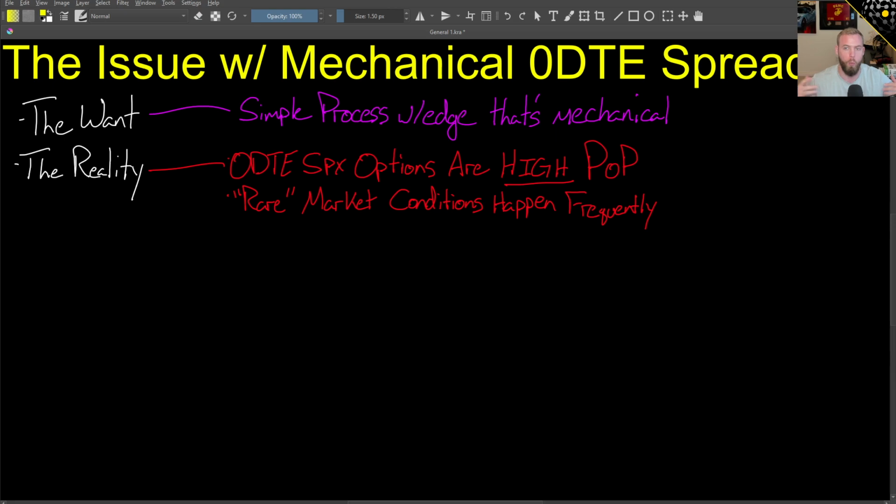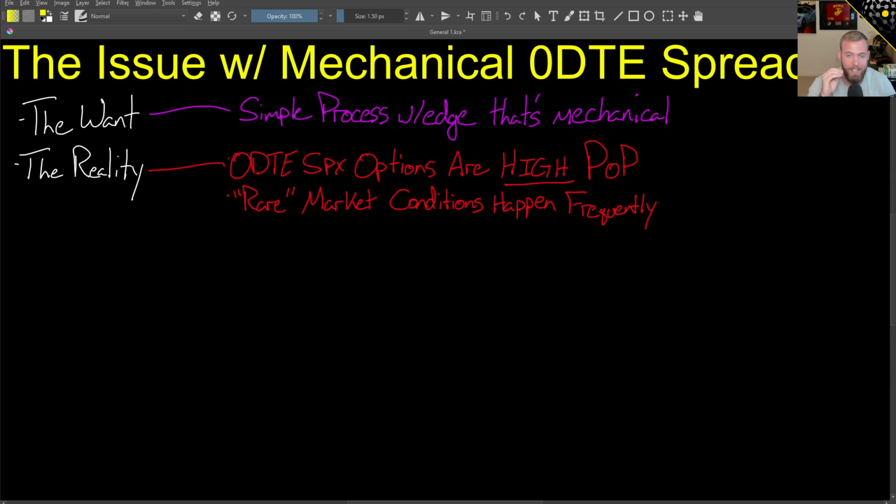The first thing, what's the want? Why do people want to trade this strategy? Well, it's pretty simple. We all want something that is super simple, that has an edge, that we don't have to think a lot about, AKA the mechanical aspect to it. What's the problem with this?